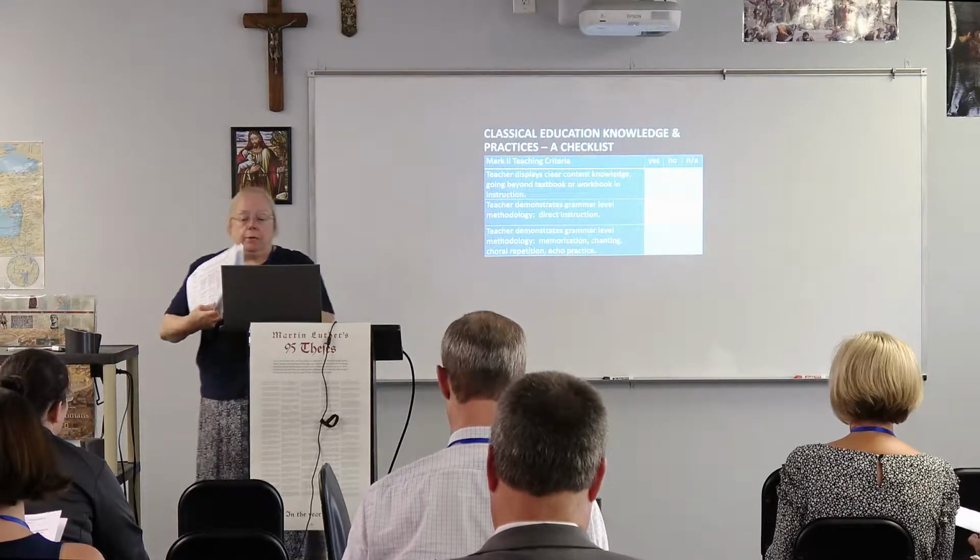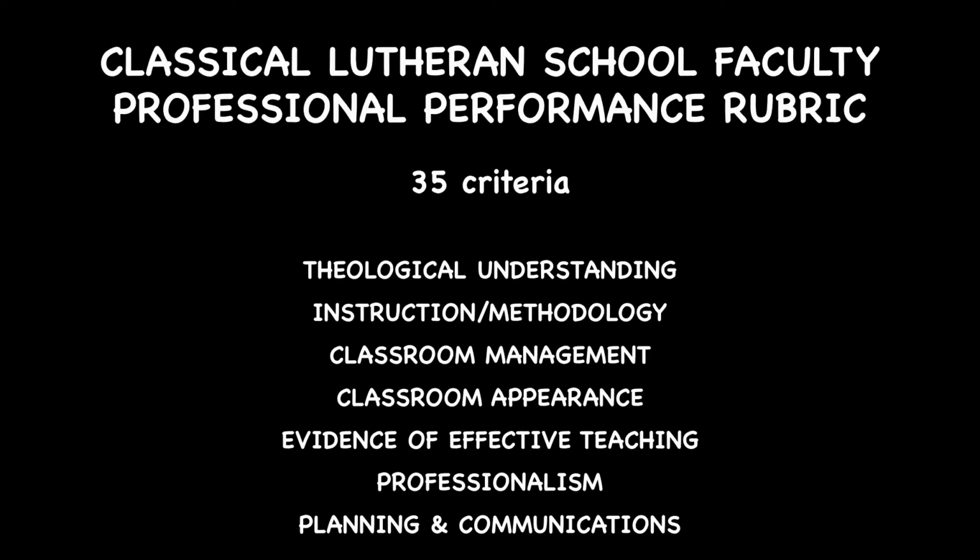Then we're going to get into the evaluation rubric. Now, this evaluation rubric is, I think, 5 pages long. So you can see it's going to deal with not only what goes on in the classroom, but with the person's participation in the school community in many different ways. There's actually 35 criteria.